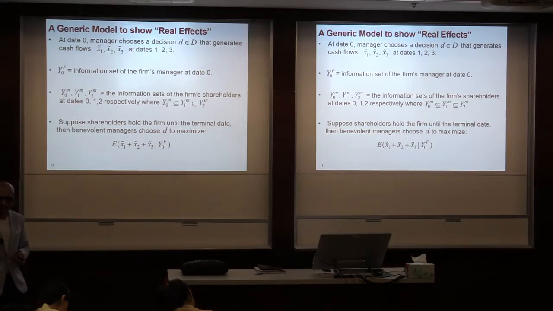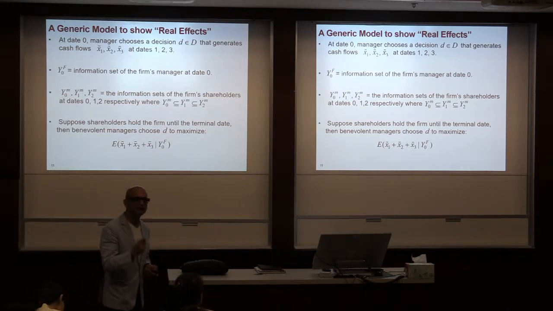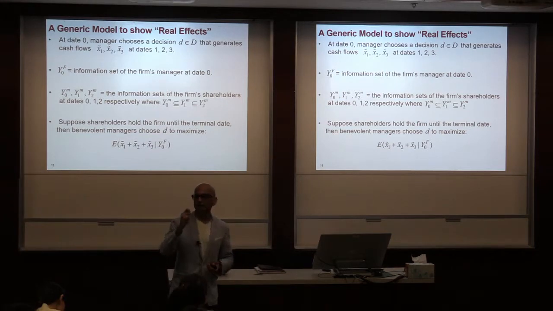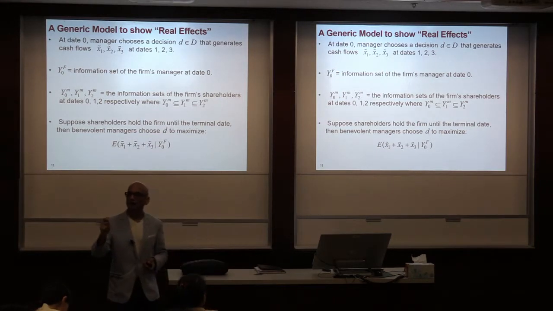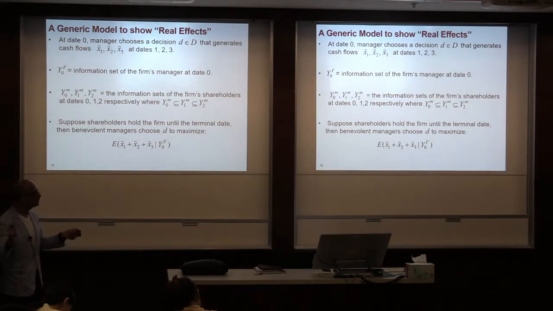Now, here's a benchmark. In fact, we'll use this benchmark throughout today. Suppose the shareholders or the insiders of the firm only cared about terminal cash flows from a decision. Suppose they only cared about terminal cash flows. Then what would they maximize? They will choose a decision to maximize the expectation of the terminal cash flows, which is E of x1 plus x2 plus x3, given the information at date 0. Remember, they're making this decision at date 0, so I'm conditioning on it. I'm forming beliefs given the manager's information set at date 0.